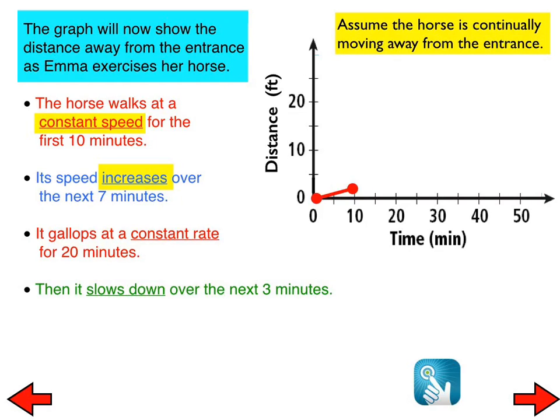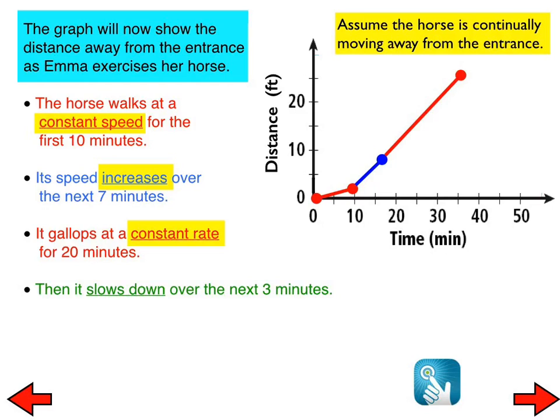The second part, the speed increases over the next 7 minutes. So if the speed is increasing, that means it better be going uphill a little faster or a little quicker. That's a speed increase. Now it's going to gallop at a constant rate for 20 minutes. Well, that means it just continues at the pace that it was at. It doesn't speed up. It doesn't slow down.